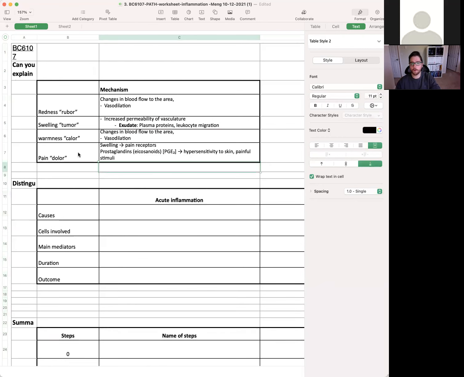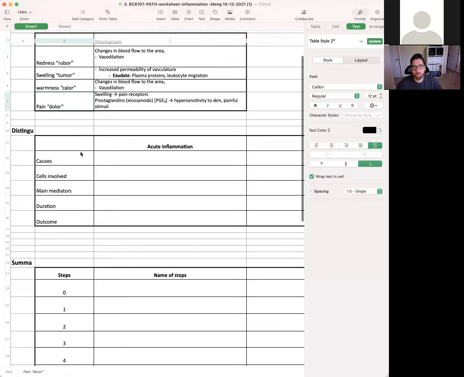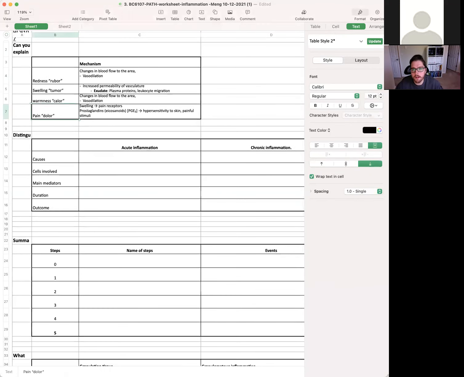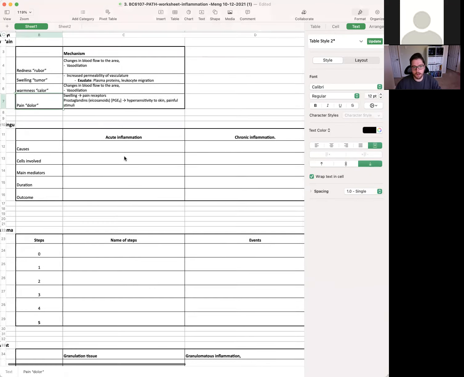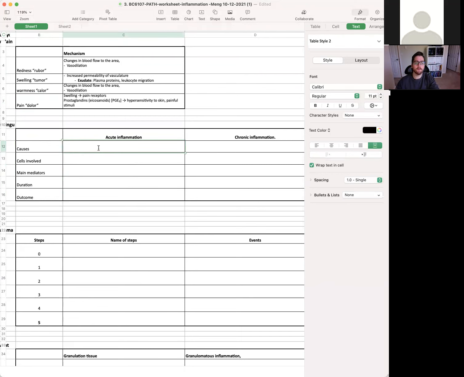All right, so those are the 4 components of acute inflammation. Now let's move down here and get into the differences between acute inflammation and chronic inflammation. They're very big differences, and we have them outlined here. So when we're thinking about some of the causes of acute inflammation, what are some that you know of, Tanya?